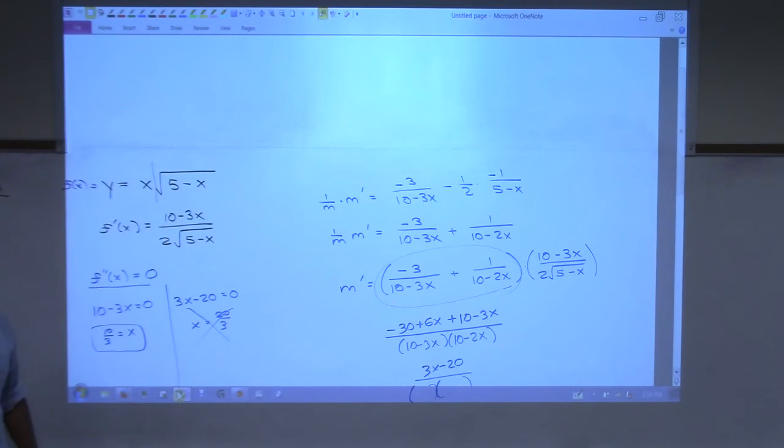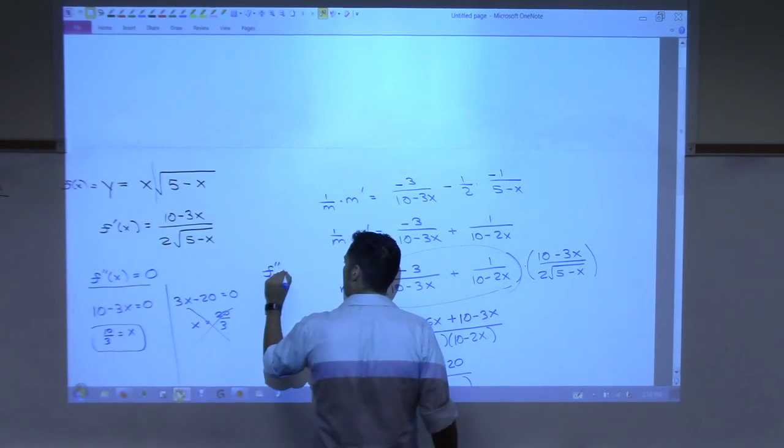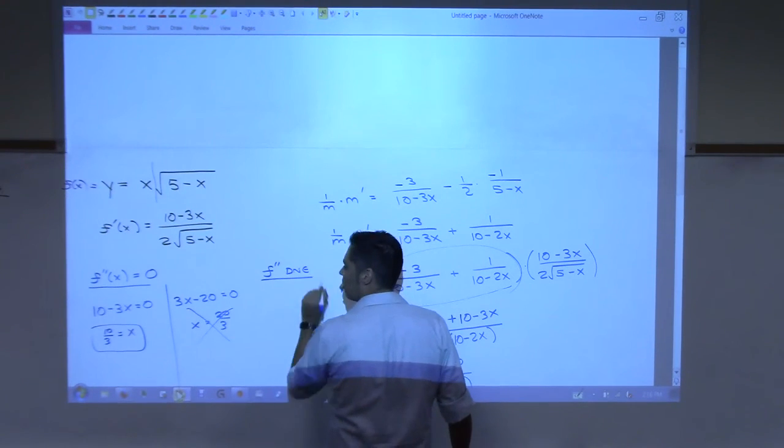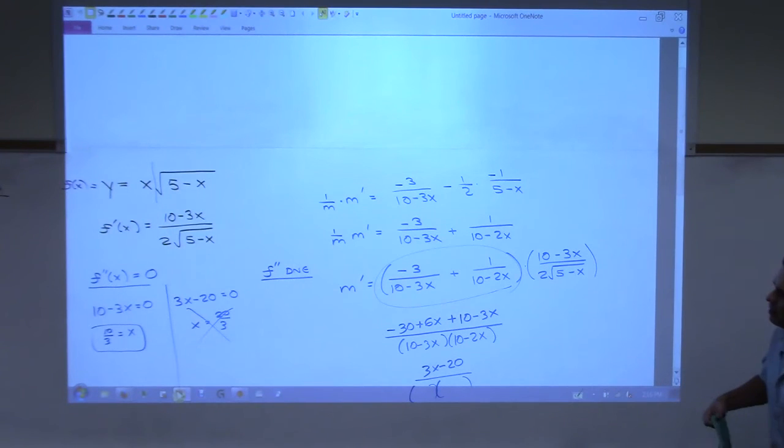Now we also have to look at where the second derivative is undefined. Where does my second derivative not exist? Are you still working on the derivative there? No, I'm just checking it. Okay. I messed up. Okay.